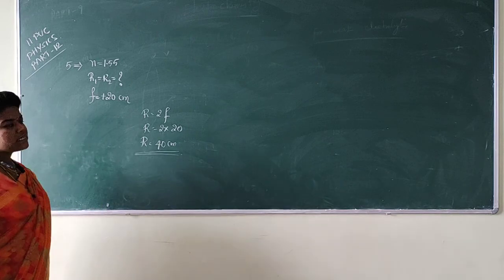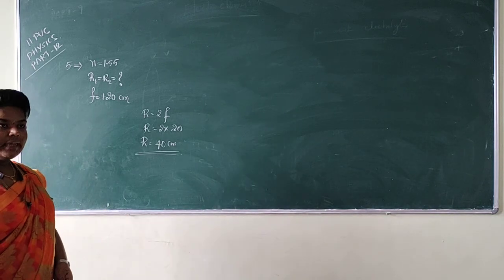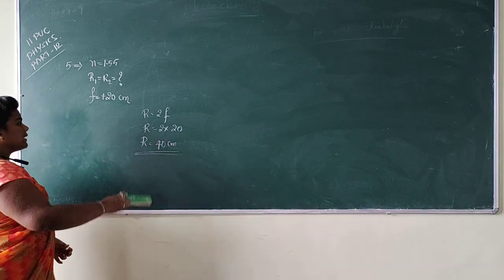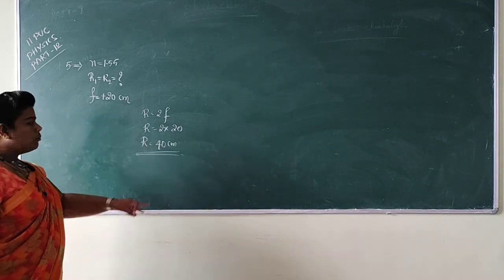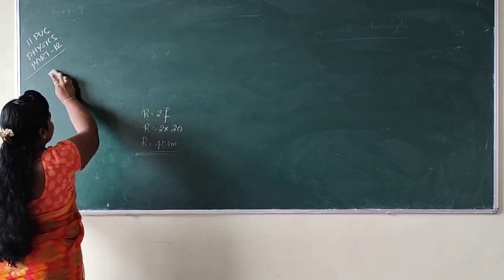Because the radius of curvature is the same on both sides, the focal length is also the same on both sides. That is obviously true. So R1 and R2 both are equal to 40 centimeter. So this completes your fifth question.